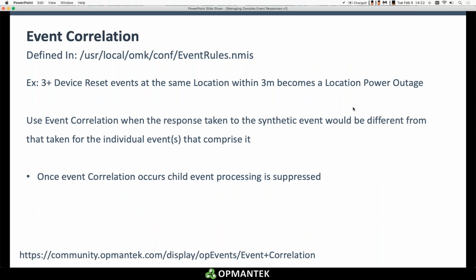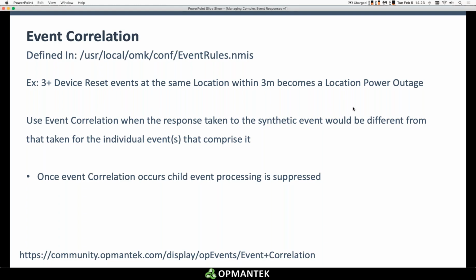So the concept of an event correlation, and we've got an example here at the top of the slide. Three or more device reset events at the same location within 3 minutes will become a location power outage. And what that means is rather than having 3 events for 3 different devices, each one of them a device reset, those 3 events are now going to be pulled together and correlated into one event, a location power outage. And then that event will exist on its own until each of those 3 child events that comprised it clear.